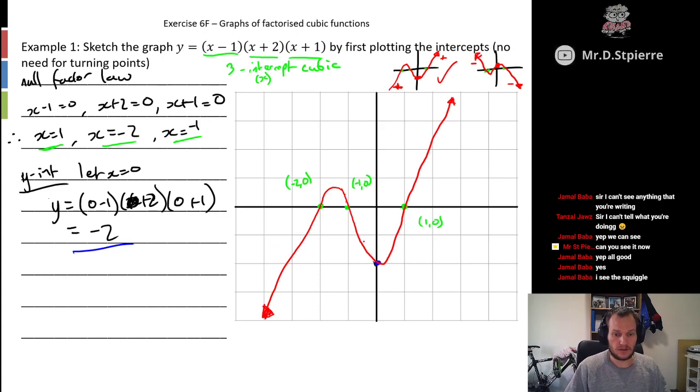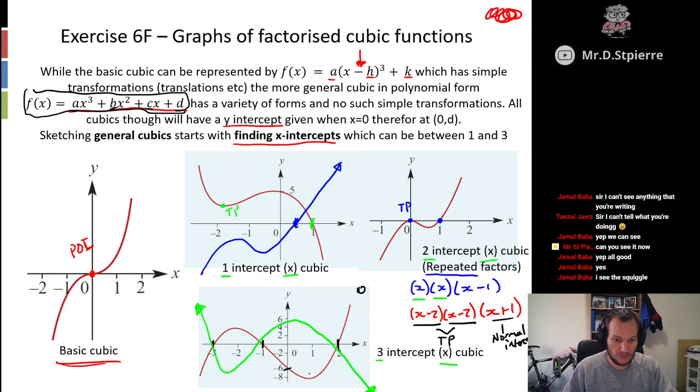From here, there are a couple of things I want to point out. One, this turning point here and this turning point here, we don't have to find them. It says no need for it. And two, unlike quadratics, they aren't always halfway between intercepts. If we go back to the previous slide, we can see this turning point here is definitely not halfway between -1 and 2. That should be over here.